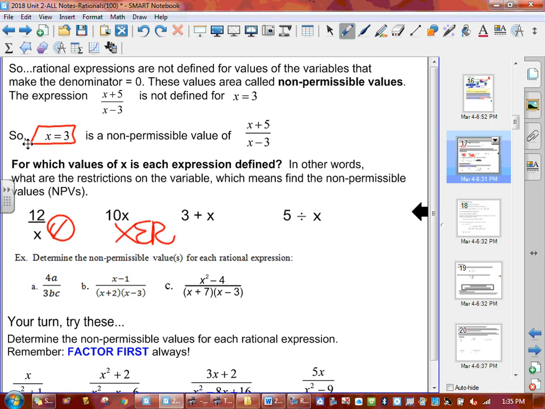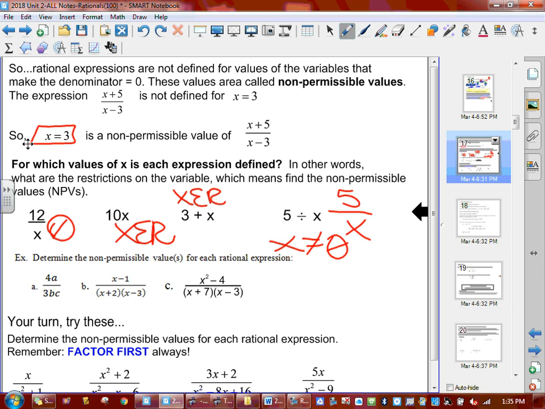X is a real number. This guy, 5 divided by x, does he have a restriction? Yep. X can't be what? Good. X cannot equal 0 here. So that's his non-permissible. Because remember, you can't divide by 0. It's impossible. All right, what about this next couple?